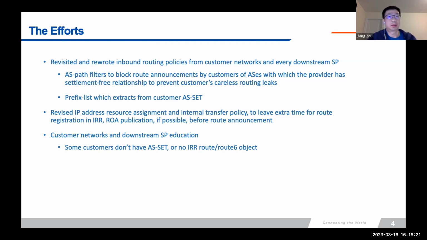And in the second step, we revised the IP address management database, and we revised all the internal IP address resource transfer policy. The idea is to allow extra time for the route registration in IRR and to publish the ROA before we actually announce the prefix. Because on many occasions we forgot to do so, and so we generated hijack incidents or route leak incidents.